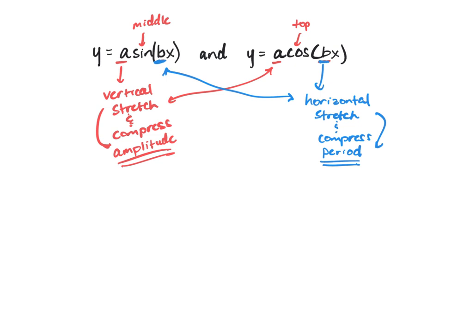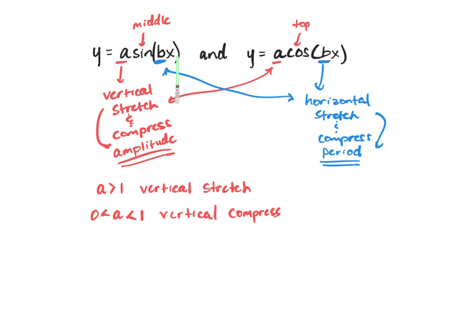So let's talk about A first. If A is bigger than 1, it will vertically stretch. And you do need to write all this down. If A is between 0 and 1, it's going to be a vertical compress. Now that's pretty normal. That makes sense. So what I'm saying is if I multiply the sine function, and I'm going to use my little handy dandy laser pointer, which is a lightsaber, so may the force be with you.